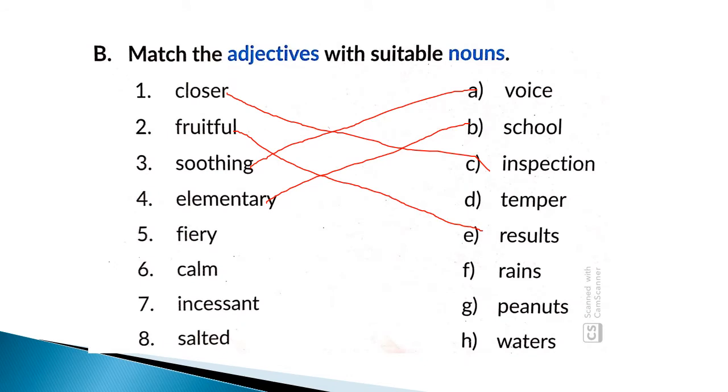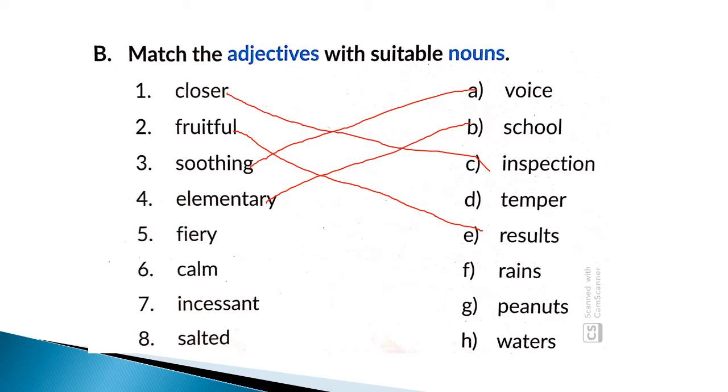Match the adjectives with a suitable noun. We are going to see column A and match it with column B, whichever is most suitable. There are 8 of them. Let me do 4 for you. Closer inspection. Fruitful results. Soothing voice. Elementary school. The rest you shall do on your own.